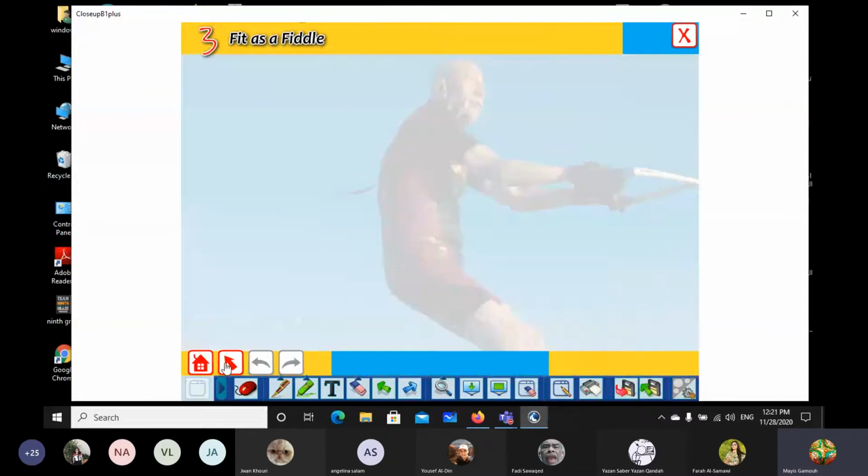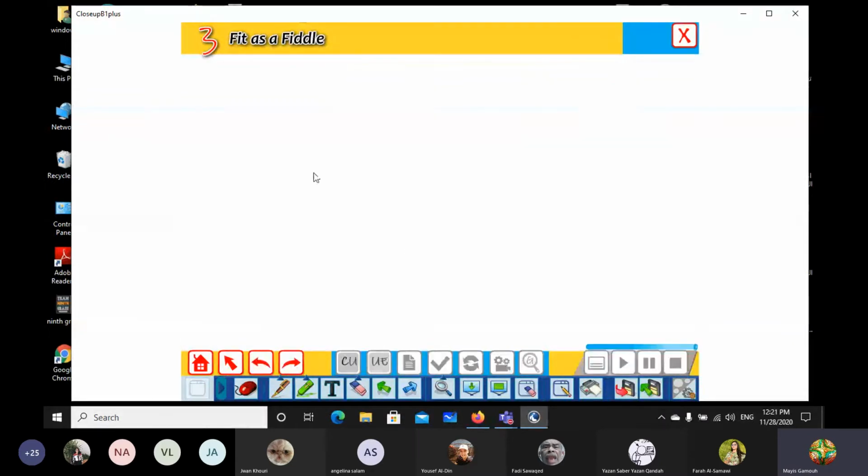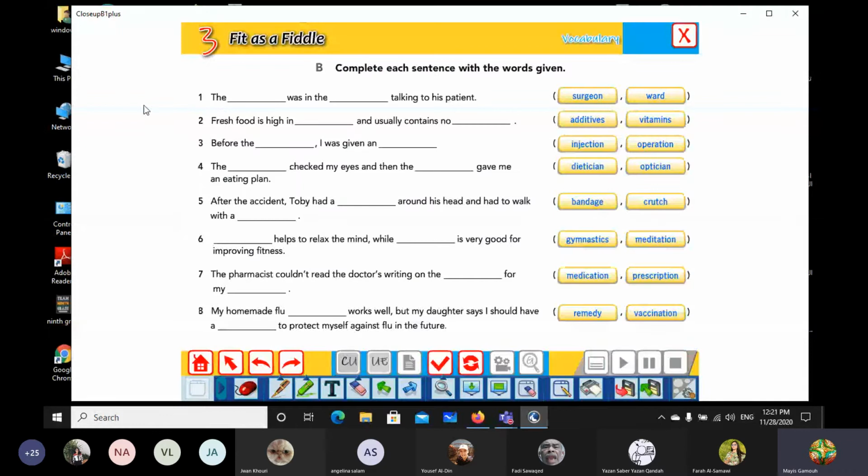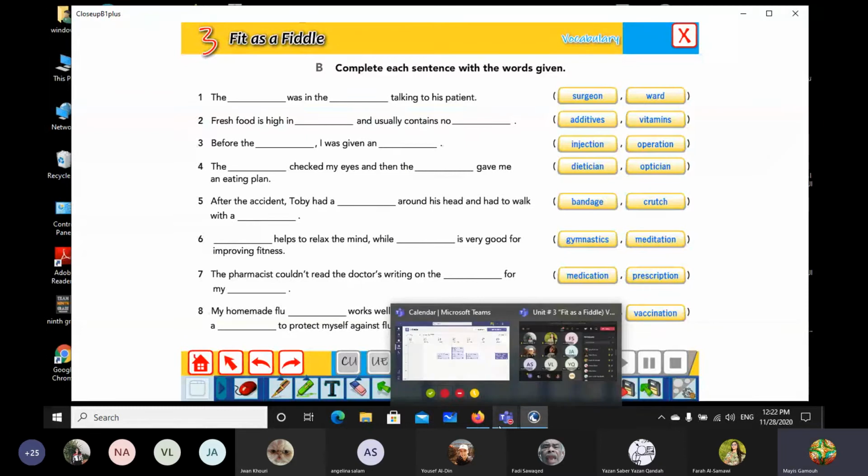So now we'll go to our second exercise. And here we have to complete each sentence with the words given. We have two words, okay, from our vocab that we already took, and we explained the meaning of every one of them in the previous lesson. Now we have to choose the right word and put it in the right gap. So number one, Noor.